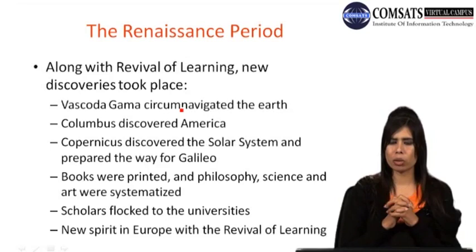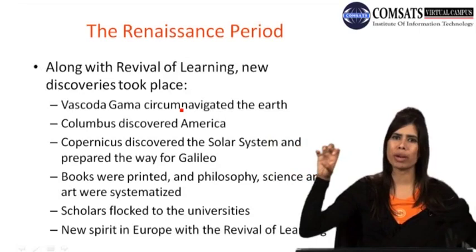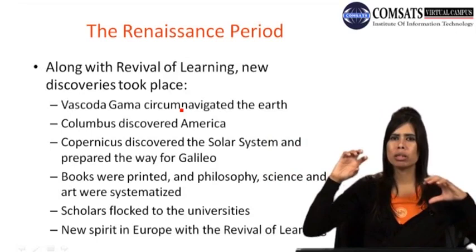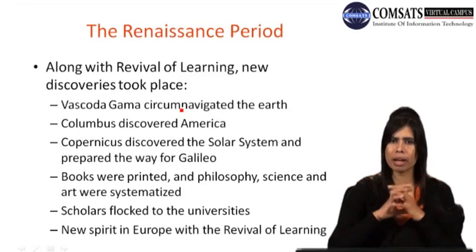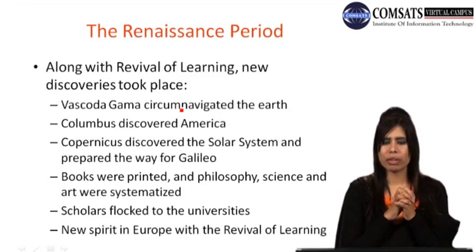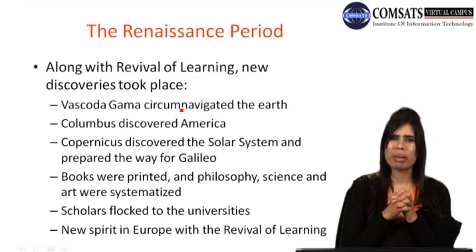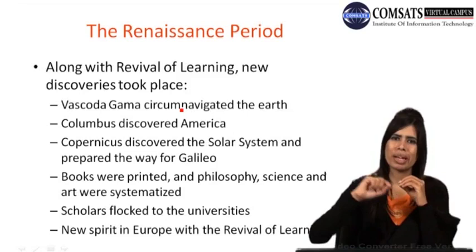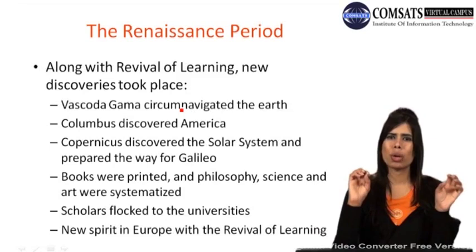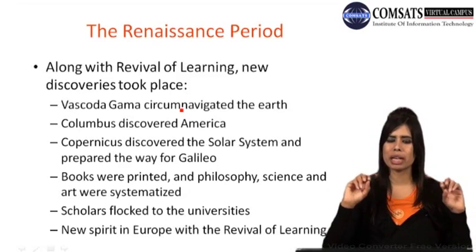Books were printed. So here, my dear students, you can see that previously books were in manuscript, they were handwritten, okay? So here books were printed because the printing machine came into focus there, and they invented this machine as well, okay? Books were printed and philosophy and science and art were systematized. So here, my dear students, you can see that with the invention of the printing machine, it was no longer such a hectic task to write down everything of literature and then send it here and there. So in that way, after the printing machine, the books of philosophy, science and art were spread all over Europe and everywhere, fine.